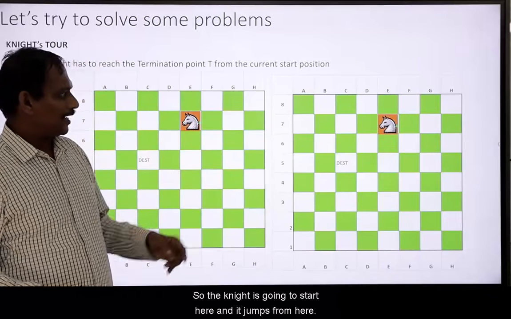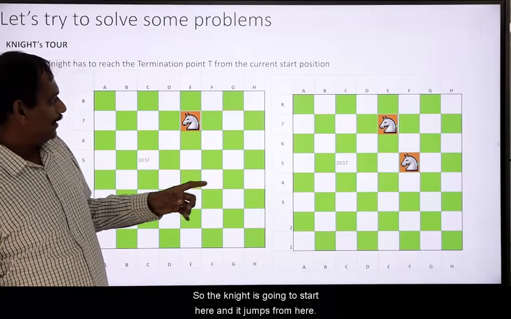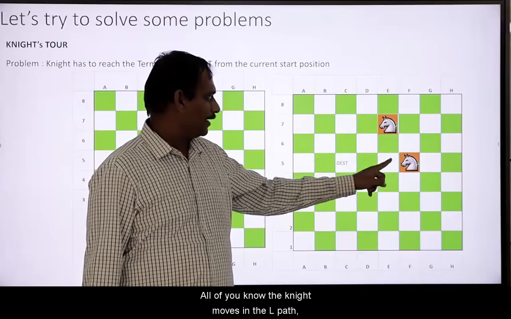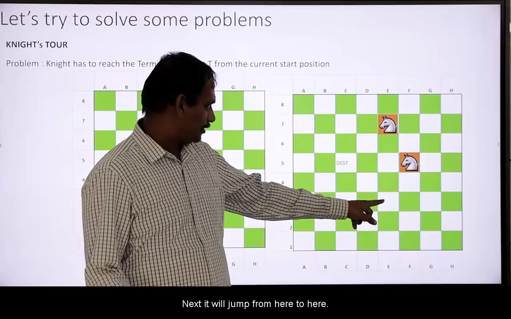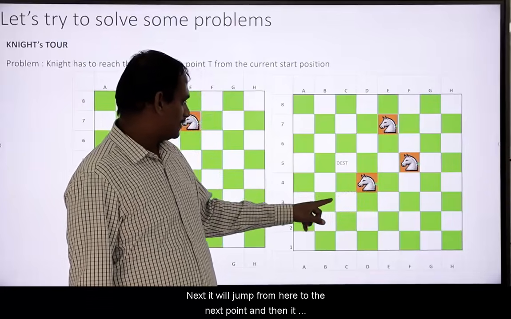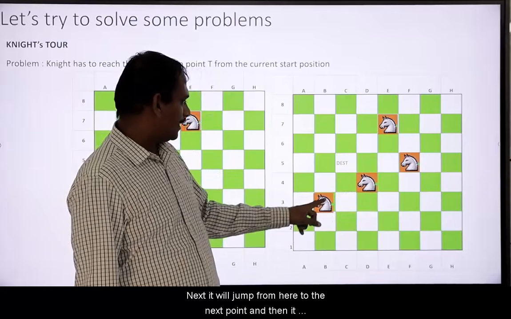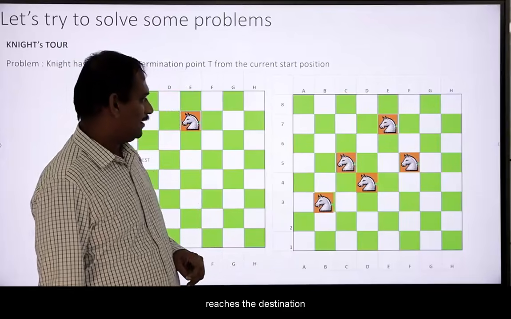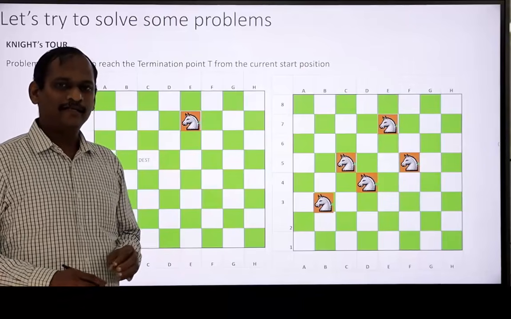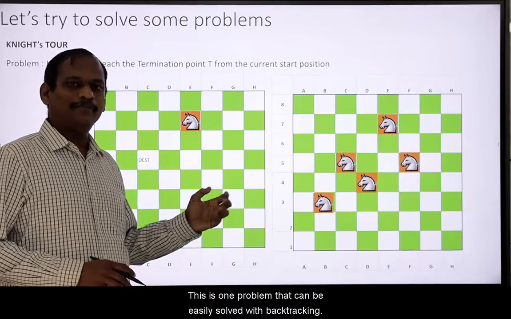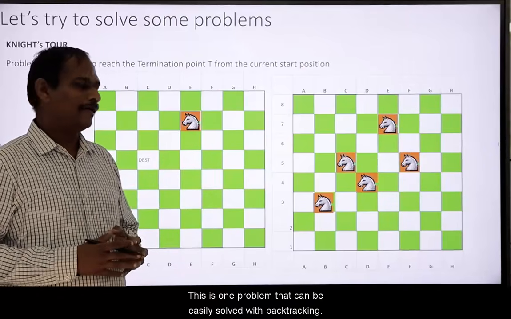So the knight is going to start here and it jumps from here to here. All of you know the knight moves in an L path, so it jumps here. Next it will jump from here to here. Next it will jump from here to the next point and then it reaches the destination, right? So there are 4 steps it is jumping to get to the destination. This is one problem that can be easily solved with backtracking.